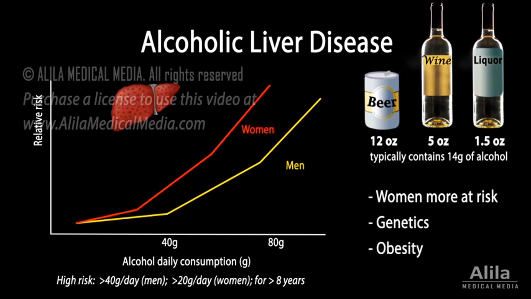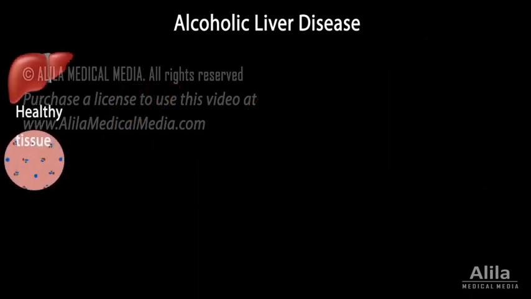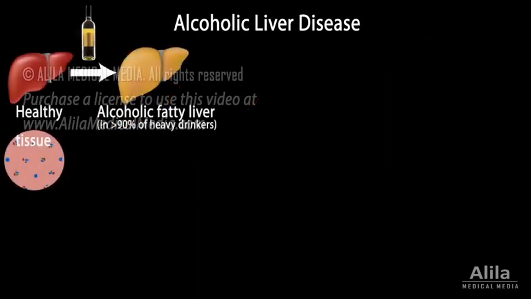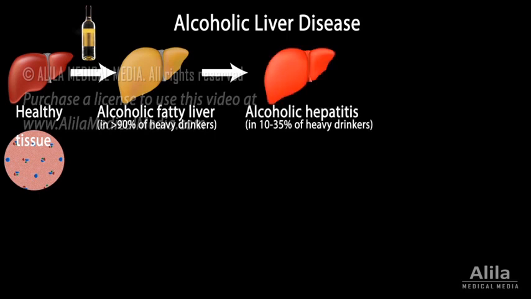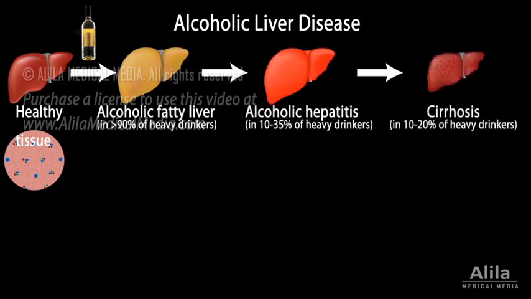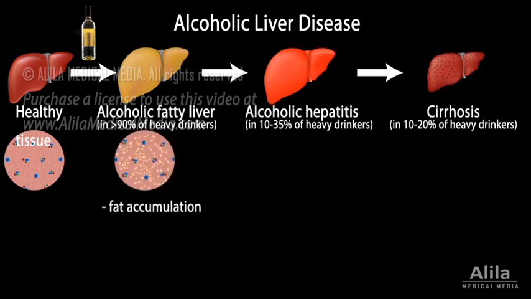Alcoholic liver disease includes 3 disorders that develop in sequence: alcoholic fatty liver, alcoholic hepatitis, and cirrhosis. Alcoholic fatty liver is accumulation of liver fat as a result of alcohol use. The liver is usually enlarged but not tender. There are often no symptoms, and the condition can be reversed if the patient stops drinking.